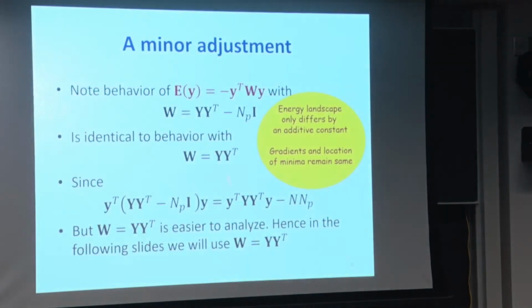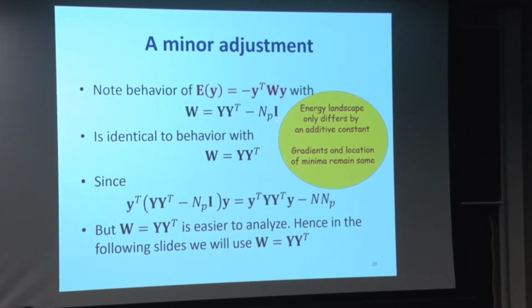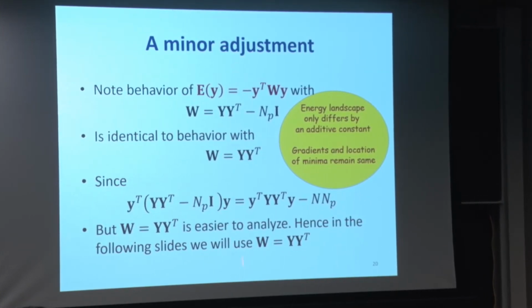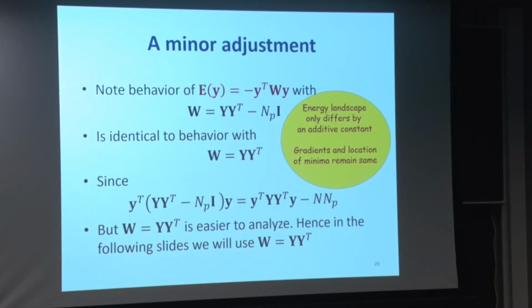But then observe the difference between using this W as a weights matrix as opposed to using simply YY transpose without making the diagonal entry 0. The difference, when I compute the energy assuming this to be the weights matrix versus when I compute the energy assuming that to be the weights matrix, is a constant, which is n times NP.